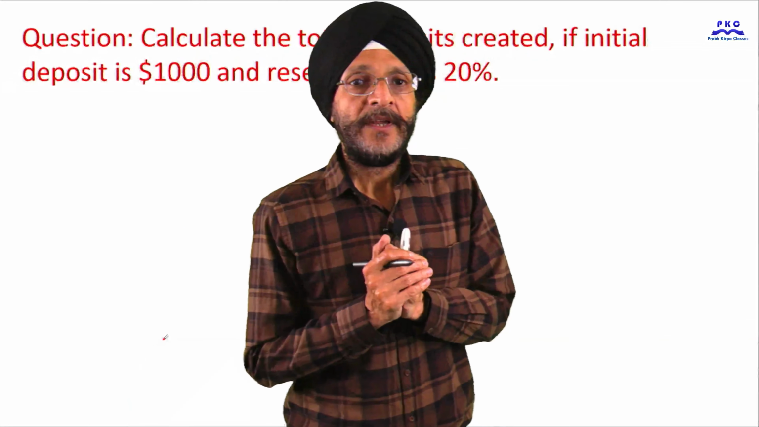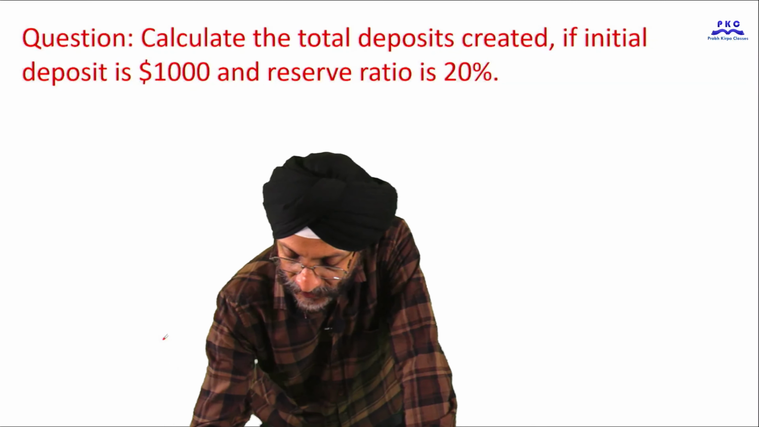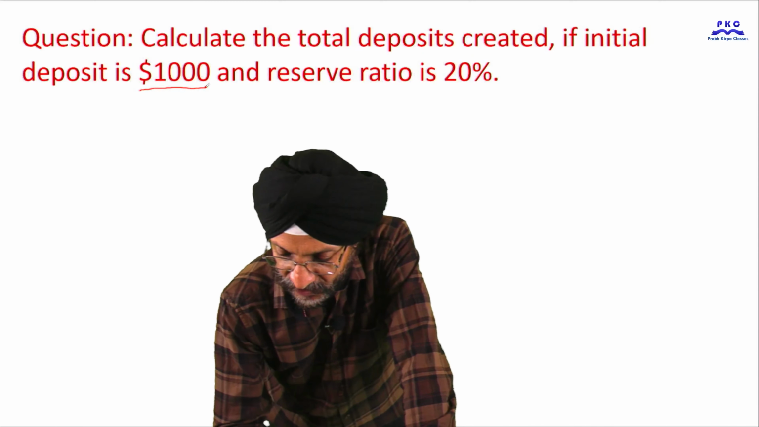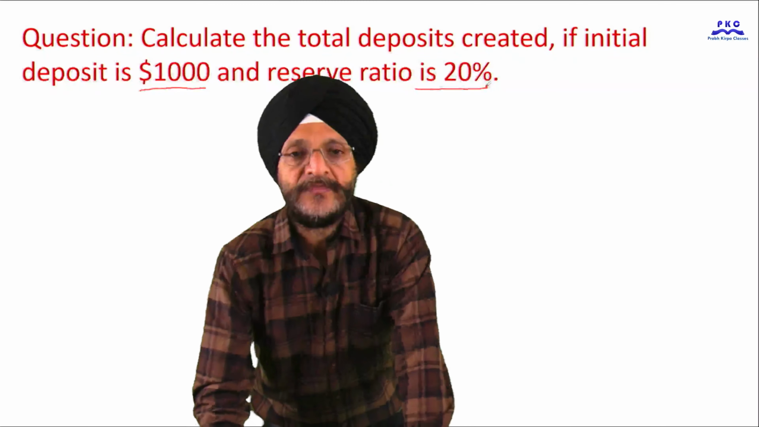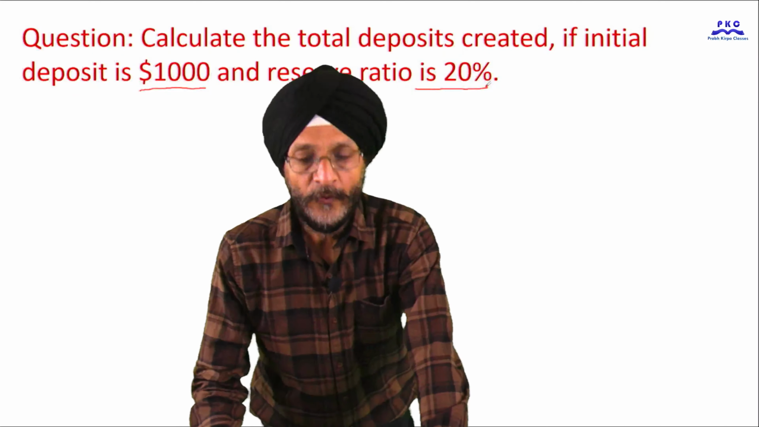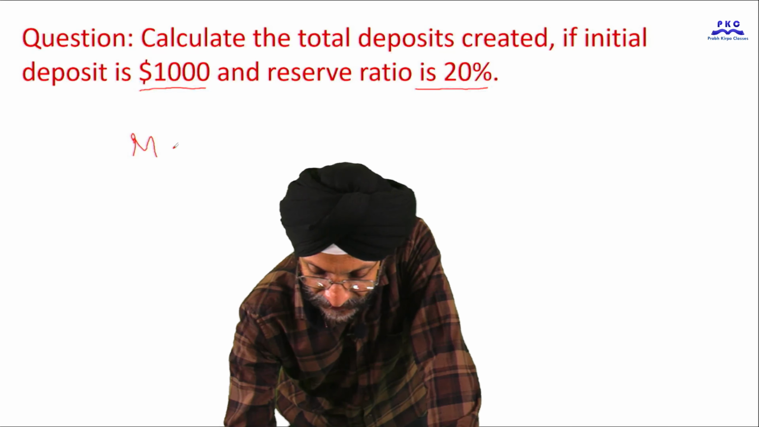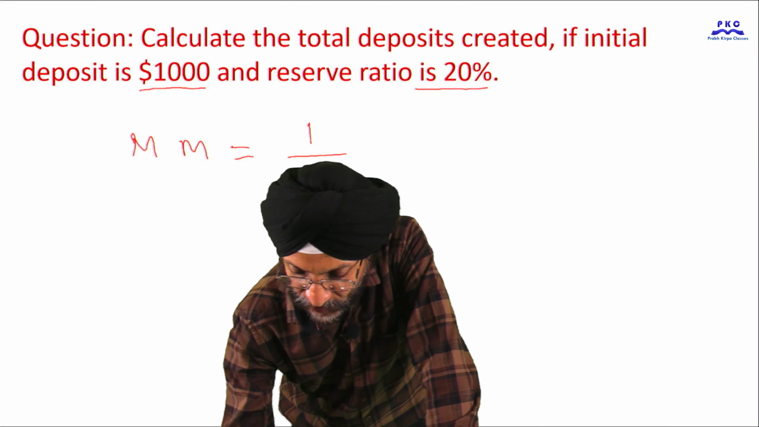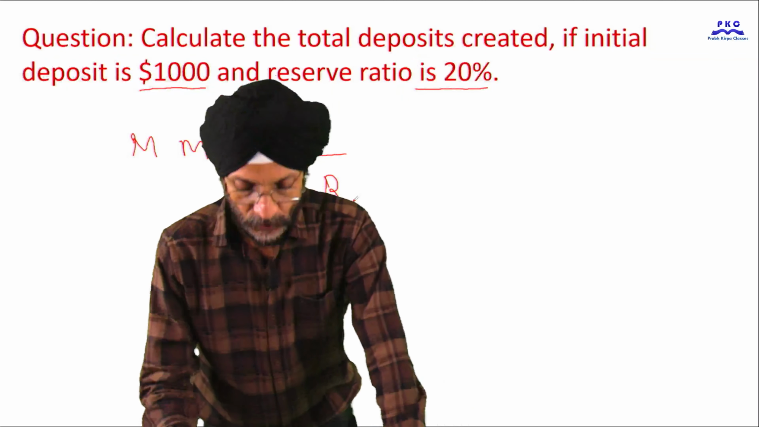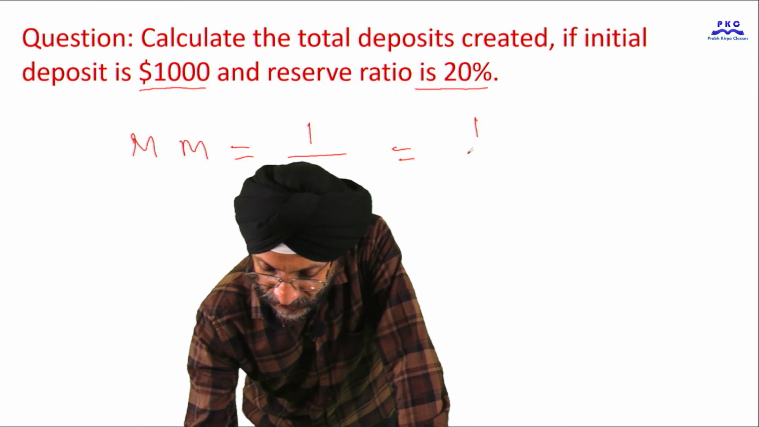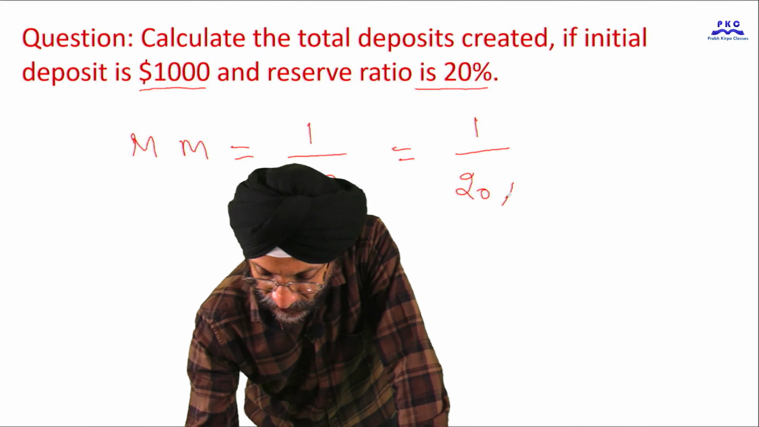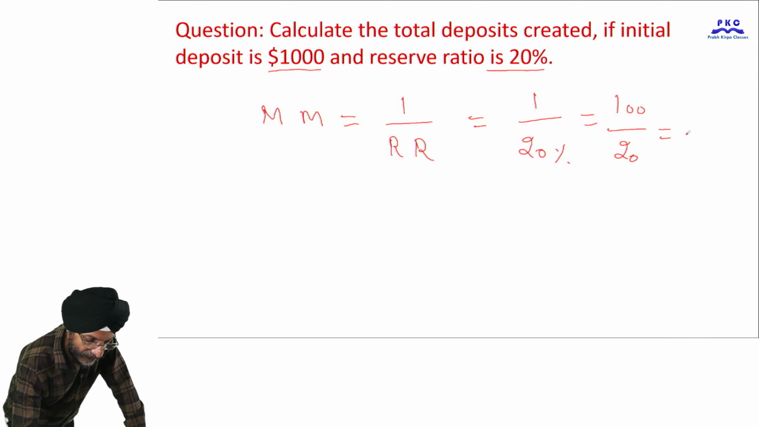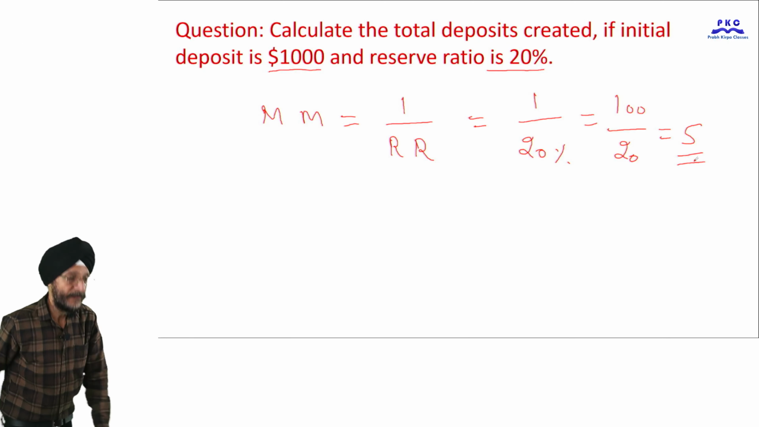Now here we are having a question. Calculate the total deposits created if the initial deposit is $1,000 and the reserve ratio is 20%. We know that money multiplier is equal to 1 over reserve ratio. So here the money multiplier is equal to 1 over 20%, in other words, 100 over 20, and the money multiplier comes to 5.